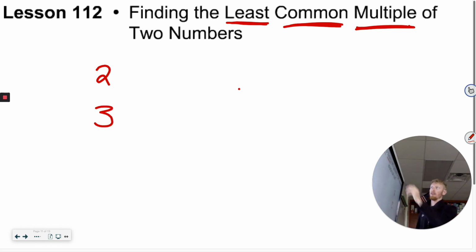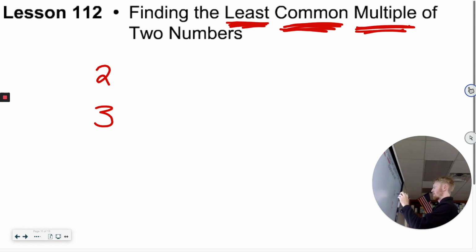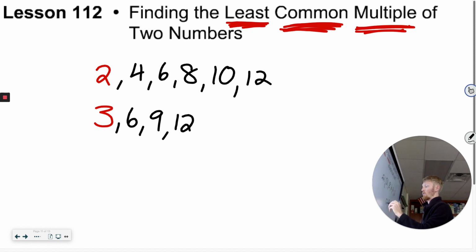All right, if I want to find the least, the smallest, common, that's the same, multiple of those two numbers, I have two steps. Step 1, list out the multiples. So I'm going to list out multiples of 2. I have 2, 4, 6, 8, 10, 12. I could keep going on and on if I wanted to. And then I have the multiples of 3: 3, 6, 9, 12, 15. Okay, so step 1, list out the multiples.